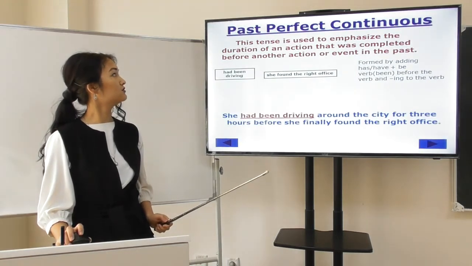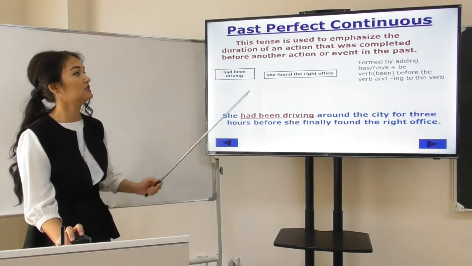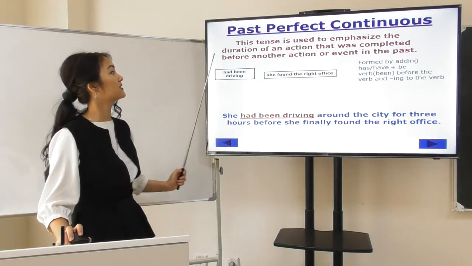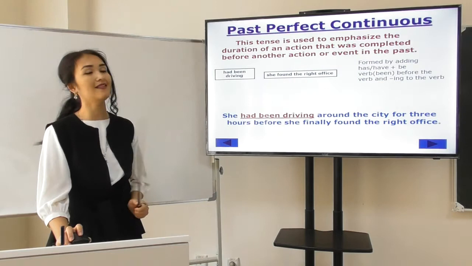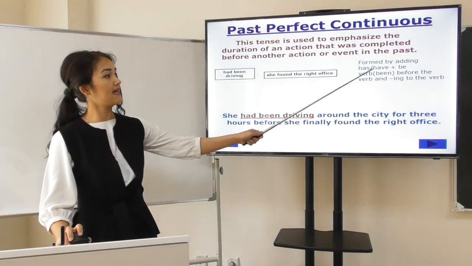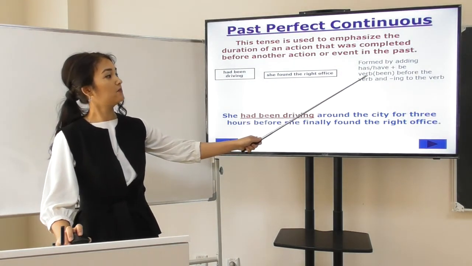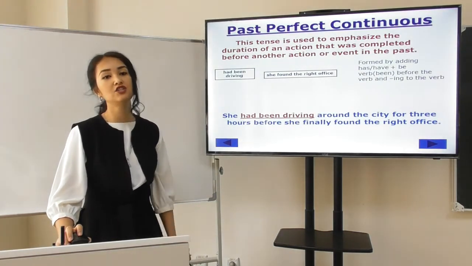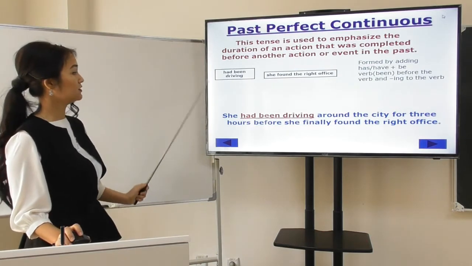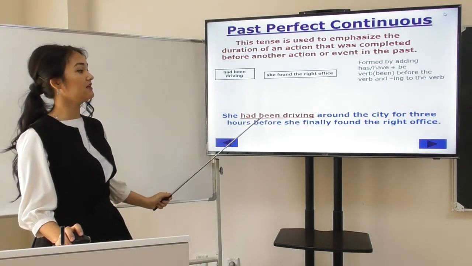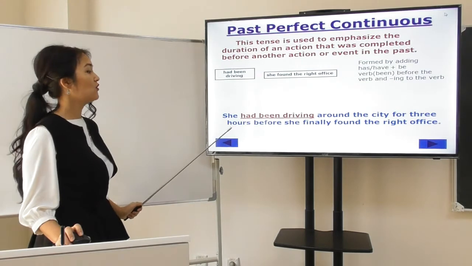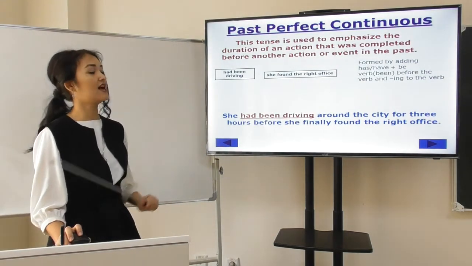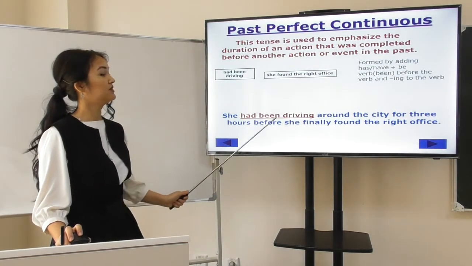Past perfect continuous. This tense is used to emphasize the duration of an action that was completed before another action or event in the past, formed by adding had been before the verb and ing to the verb. For example, she had been driving around the city for 3 hours before she finally found the right office. Had been driving.